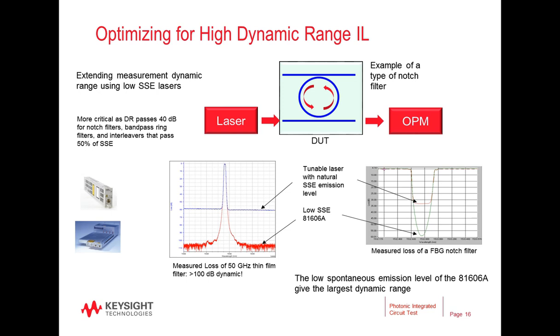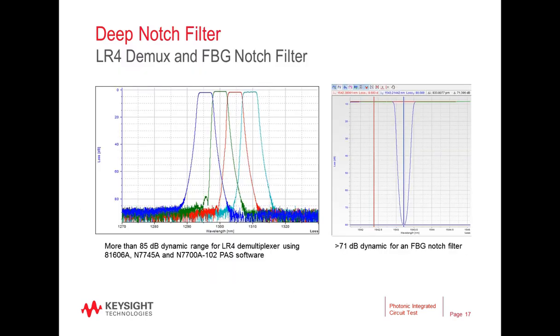On the right, we have a notch filter where there's a lot of out-of-band SSE that can get through. And it goes straight through to the power meter, even though the laser line is rejected by the deep notch. This also leads to limited dynamic range, and as you can see in the red curve, it's limited. So that's because the power meter is swamped by SSE. By using a low SSE source, we can gain about 25 dB in measurement range, and that's shown by the green curve there. So we get better, more accurate measurement of the filter rejection.